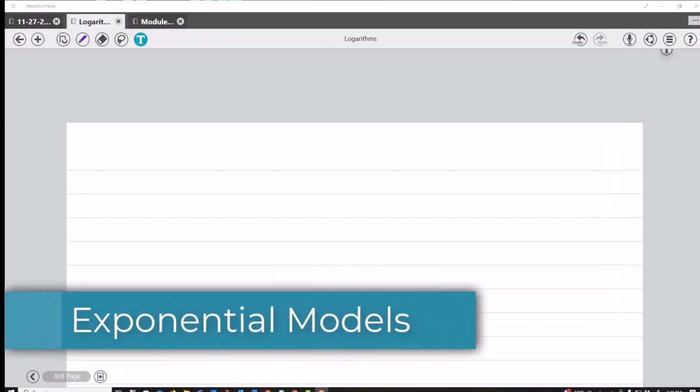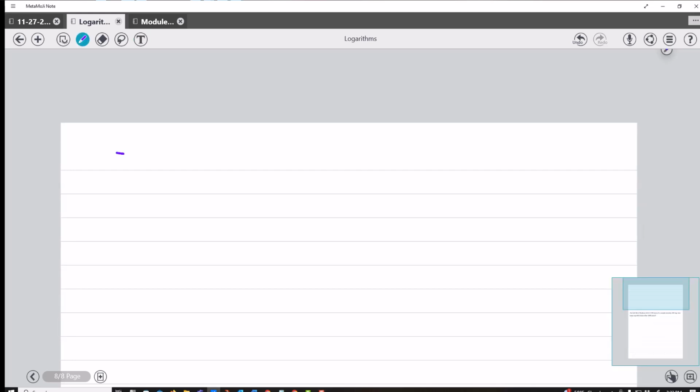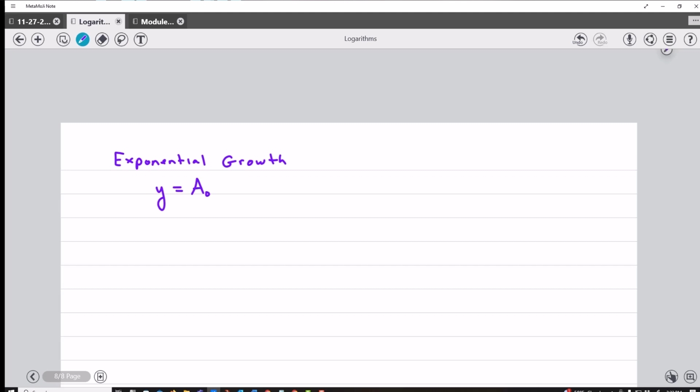All right, before we get into an actual question on exponential models, let's review what they look like. So if I have exponential growth, then the equation looks like this: a sub 0 e to the kt, where a sub 0 is your initial value and k is the growth rate.